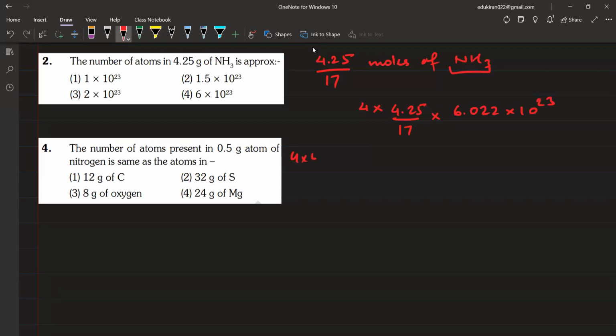No. What is 4 into 4? It is equal to 16. Yes or no? Yes, sir. So 4 into 4.25 will be somewhere near 17. Can I say that? Yes, sir. It is not accurate, but when we have MCQs, we solve the question according to the options, right? Why are we multiplying by 4? How many atoms are there in NH3? 4, sir. Got it? Yes, sir. So this will be cancelled, and the answer will be approximately equal to 6 into 10 to the power 23. Got it? Yes, sir.